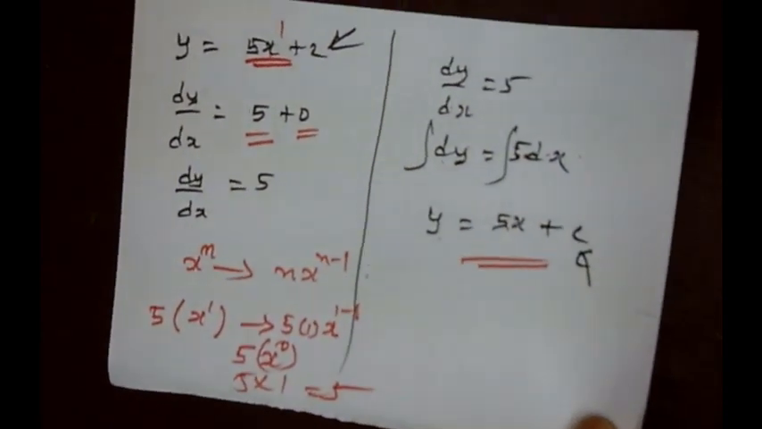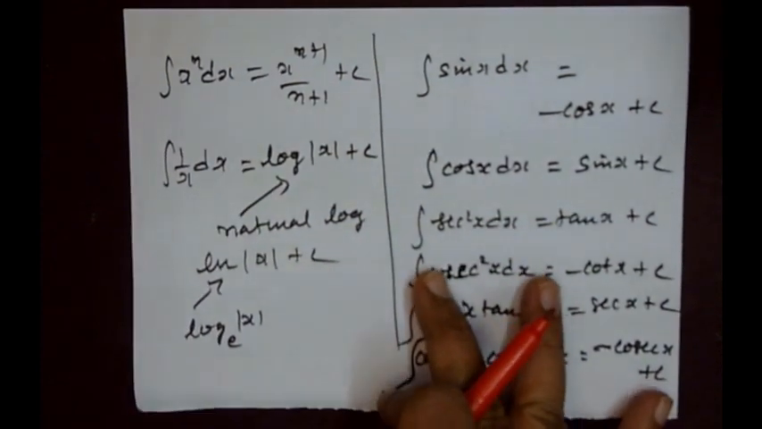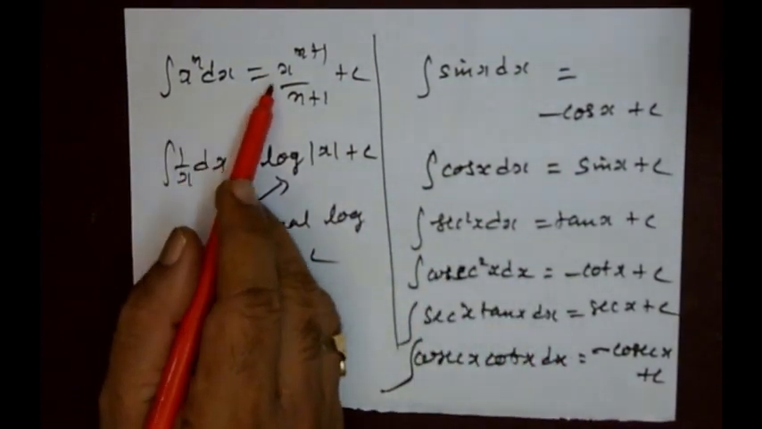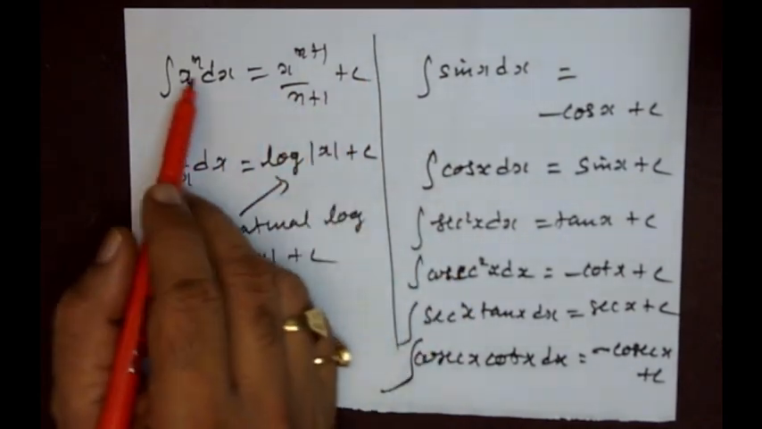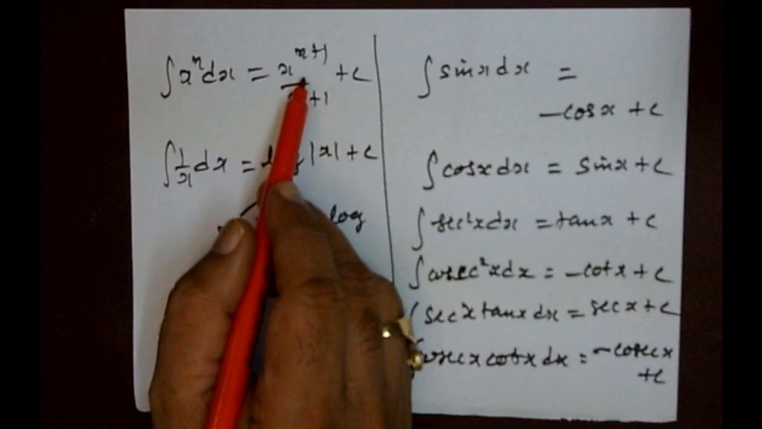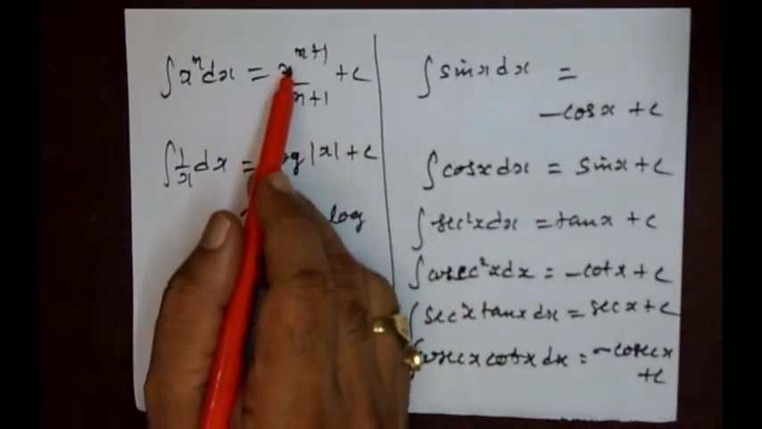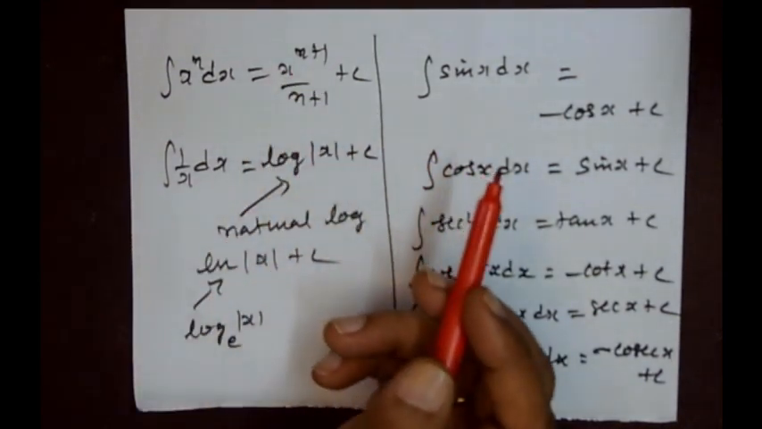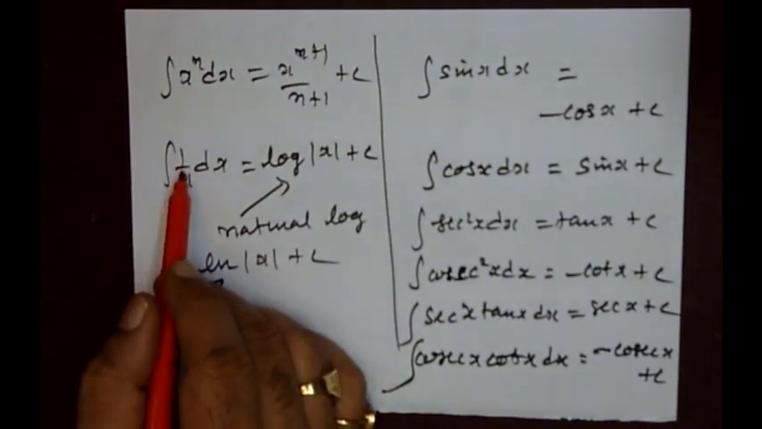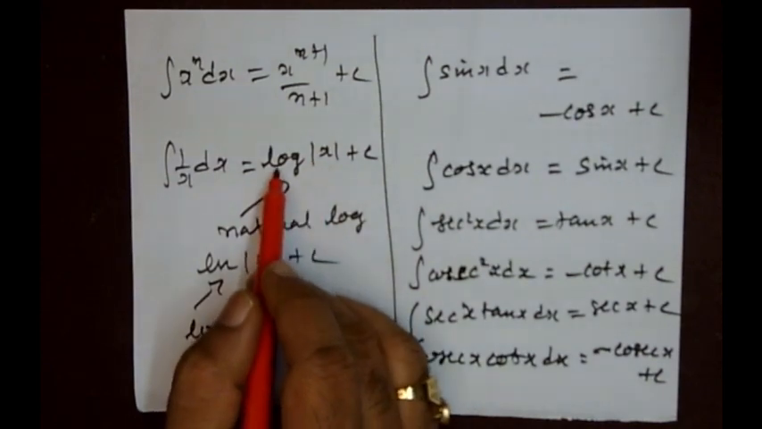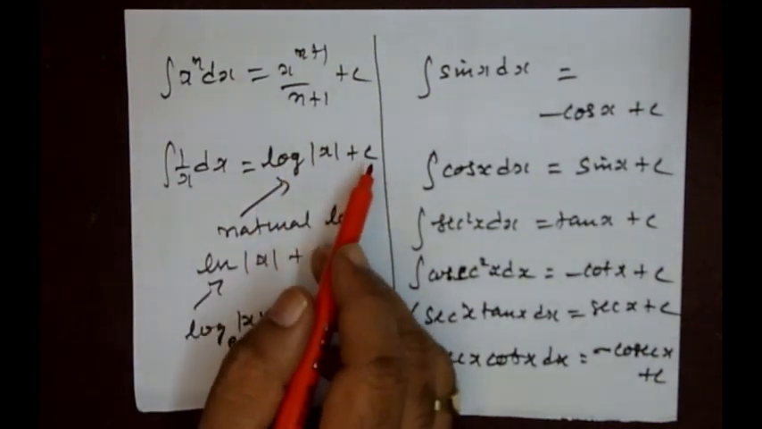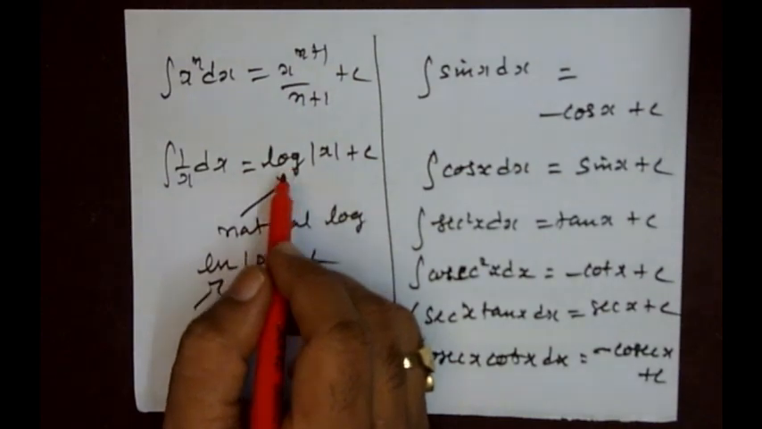Now let us study some more integral formulas. Integral of x power n dx is equal to x power n plus 1 divided by n plus 1, okay, plus c. So when x power n is integrated, the formula to be adopted is x power n plus 1 divided by n plus 1. Similarly, for 1 by x, it is the log of modulus of x plus c, so that you have to remember.